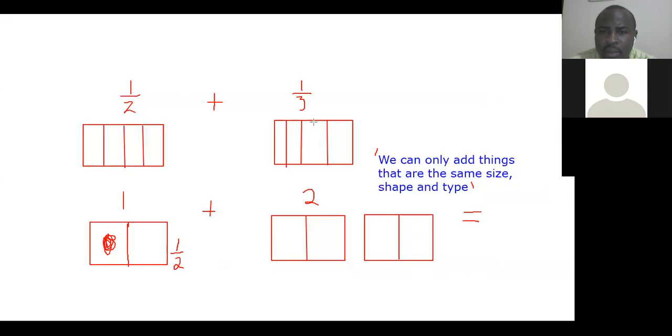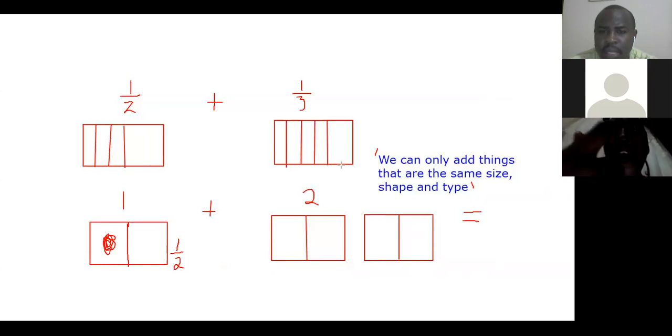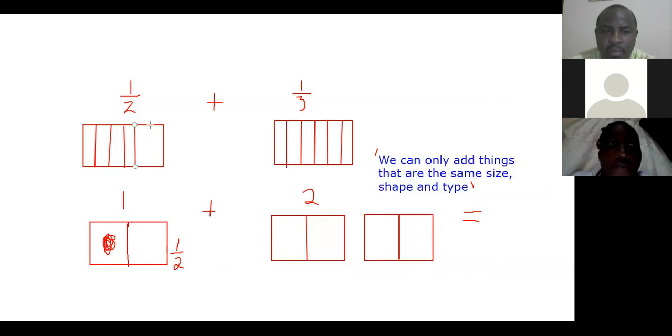Okay, so I just divided my half into three. See that, Zaria? Yes, sir. And my third, I divided into 2, right? 2 halves. Yes, sir. Now, did I get everything to be the same size? Yes, sir. That's it.